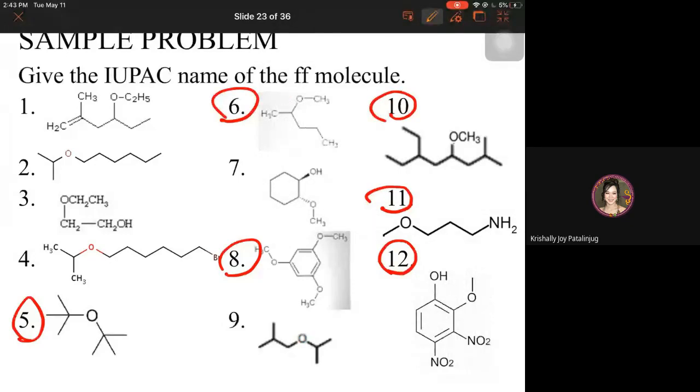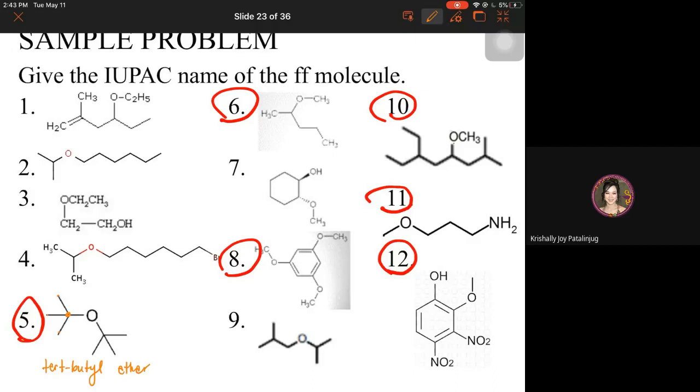Dirita sa number 5. So, obviously, this is a symmetrical ether. Symmetrical ether, sa ingon nato, alkyl lang, i-identify ang alkyl, then the word ether lang dayon. So, this is tert butyl. Tama ba? 1, 2, 3, 4. So, this is tert butyl. So, ano lang? Tert butyl, then ether. So, that's number 5.